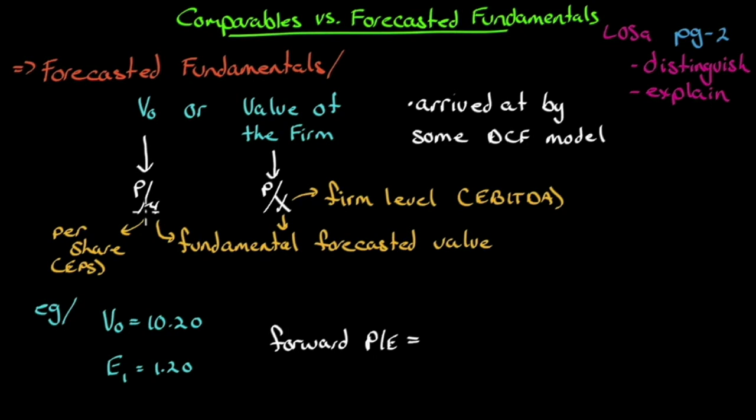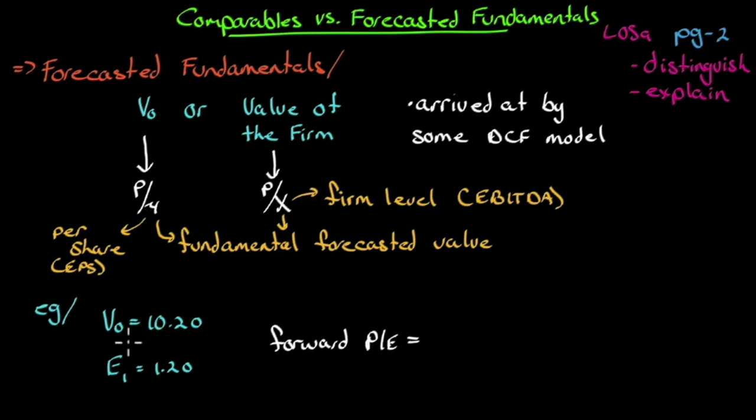That would give us a justified multiple. So we could say, what is the PE that is justified by the fundamentals? Well, the fundamentals say this company should trade at 10 times earnings. Well, it's currently trading at 15. Well, then we can make a decision. Is it overvalued? So let's look at an example here.